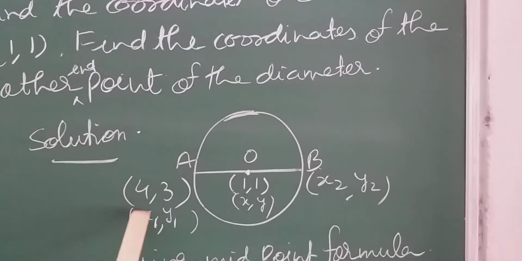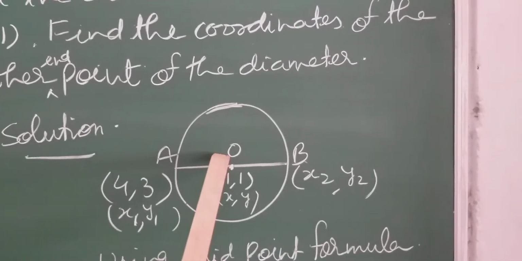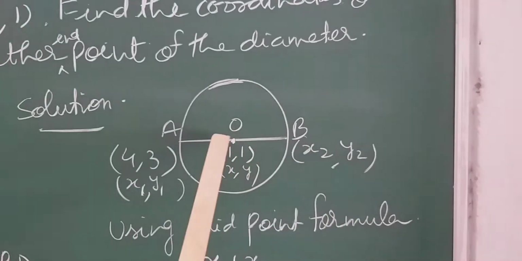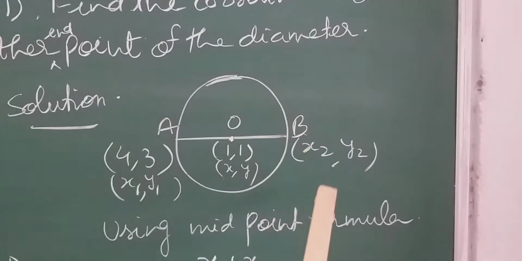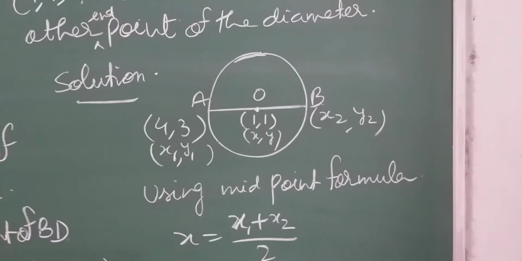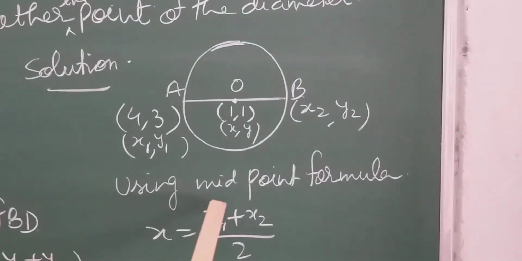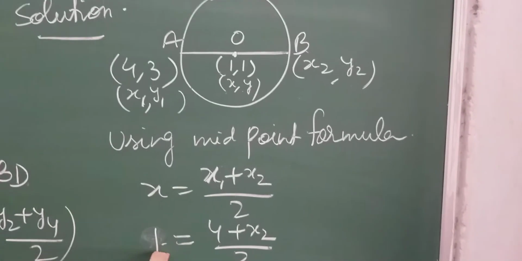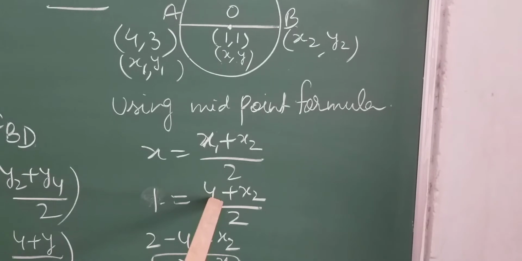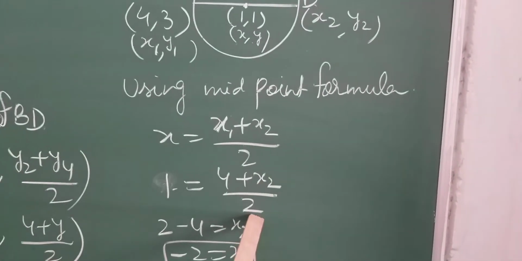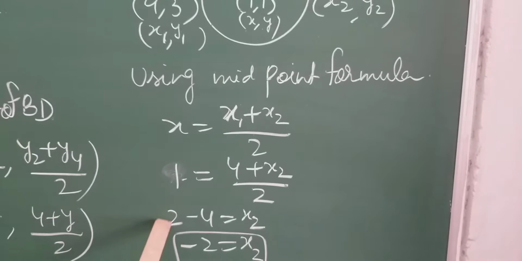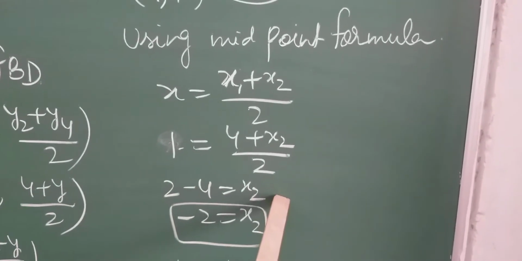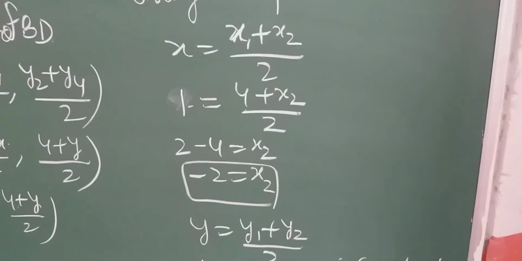So the A coordinate will be supposed as x1, y1 and the center coordinate will be supposed as x, y. We have to find out x2, y2, student. So we know that the center is the midpoint of the diameter. So we are going to use the midpoint formula here. x equals (x1 plus x2) upon 2. x value 1, x1 value 4, x2 value we have to find out, upon 2. Cross multiplication: 2 times 1 is 2, equal to 4 plus x2. So 2 minus 4 equals x2. Minus 2 equals x2.